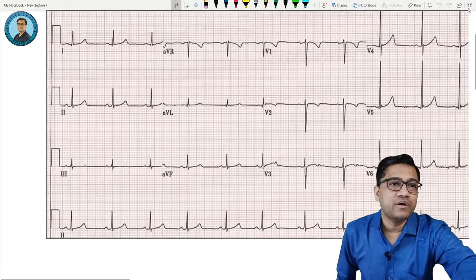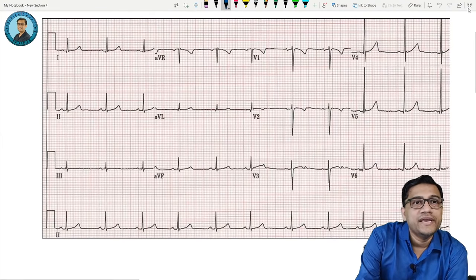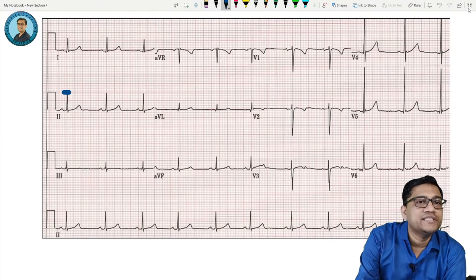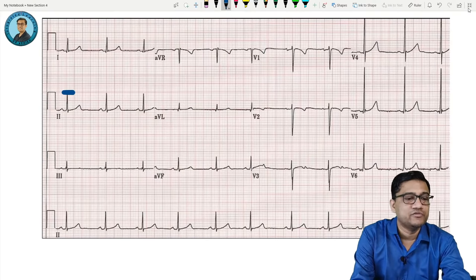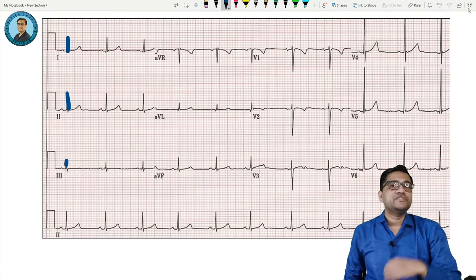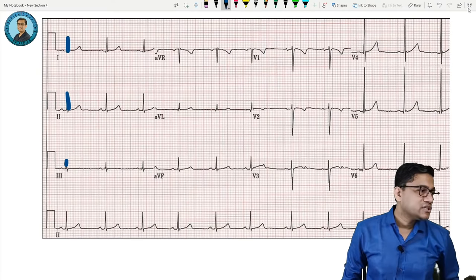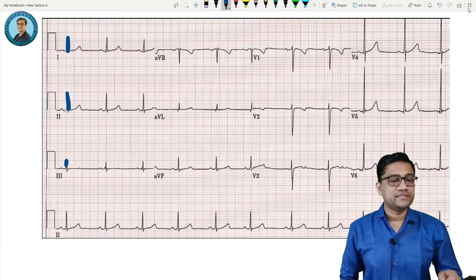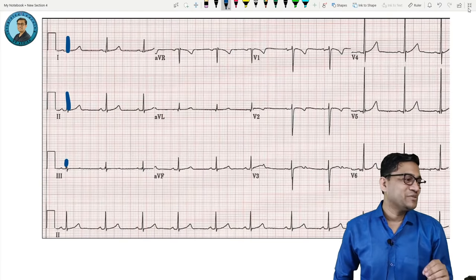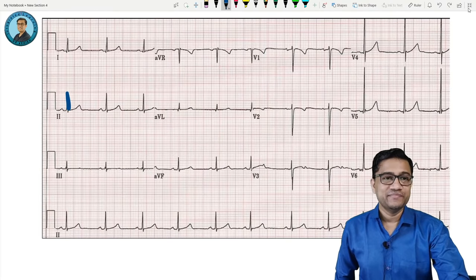Okay, let's see. In this case, can you see this is what? Lead 1, 2, 3. Where is the R wave biggest? Can you tell me? It is which lead? It is lead number 2. So what is the axis? It is normal. Very good. So it is a normal axis, not deviation. Don't say deviation. Okay, so easy. Very good.